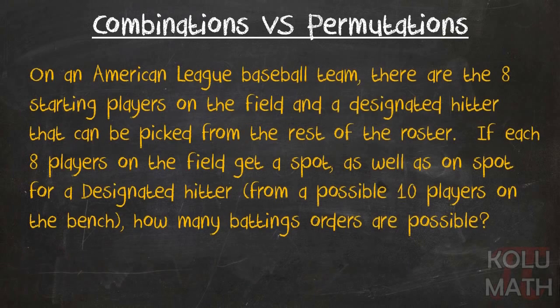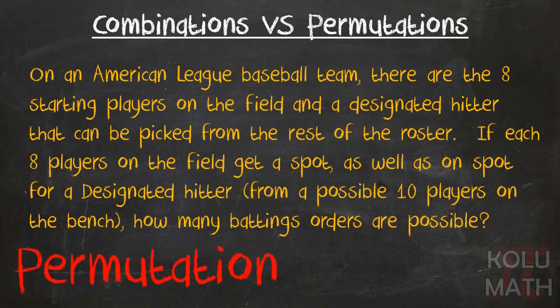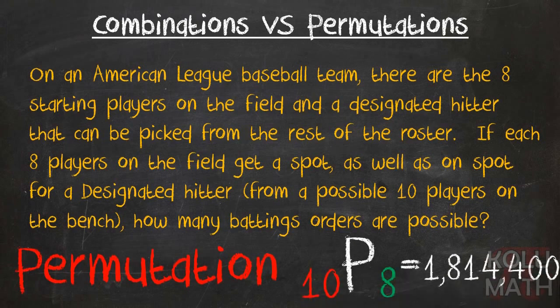On an American League Baseball team, there are 8 starting players on the field and a designated hitter that can be picked from the rest of the roster. If each of the 8 players on the field gets a spot, as well as a spot for the designated hitter, from a possible 10 players on the bench, how many batting orders are possible? Right, that's a permutation. So let's go ahead and pop it in the equation. 1,814,400 different batting orders are possible with a team of 10. Isn't that kind of crazy?